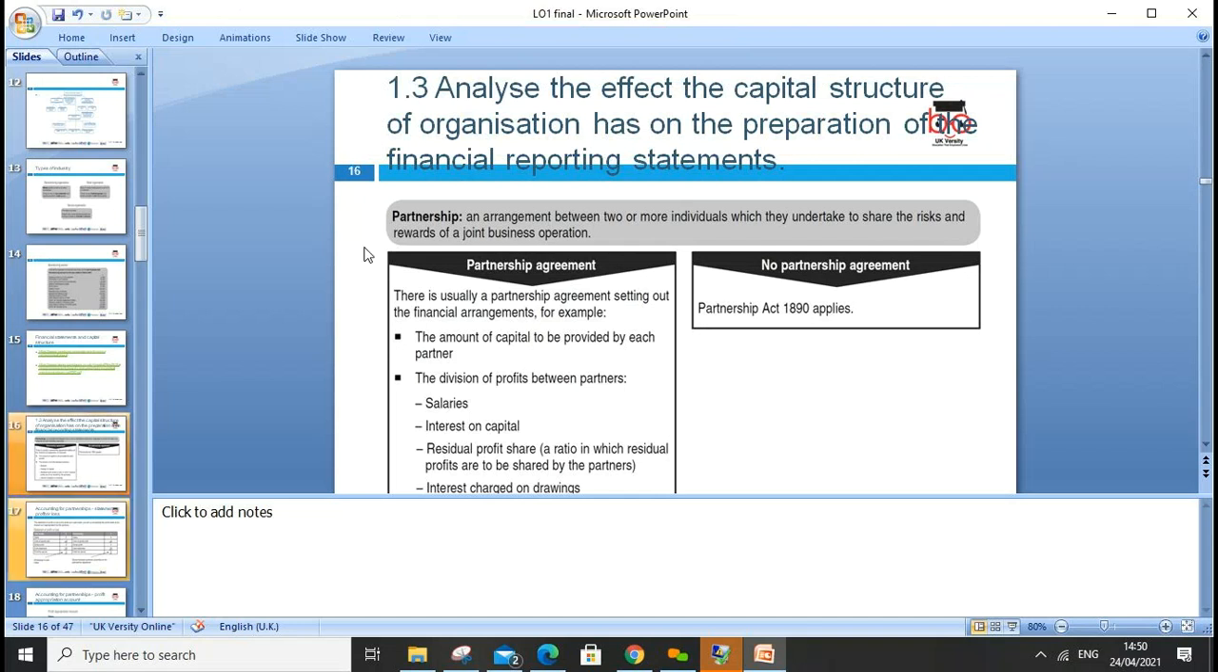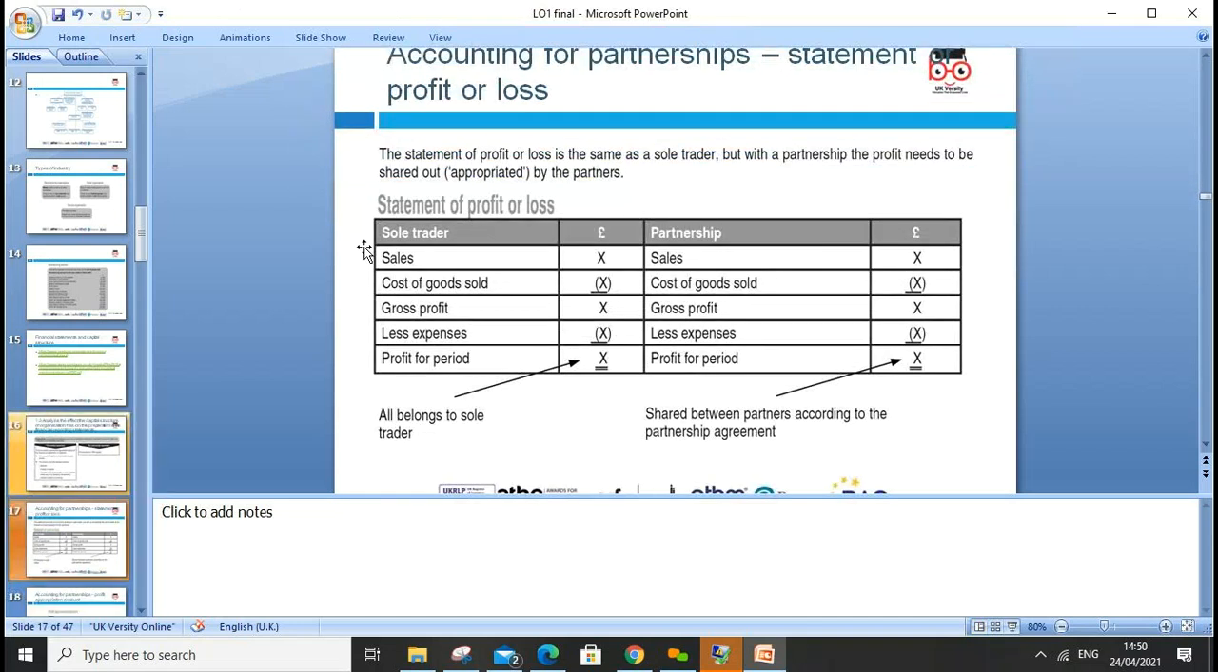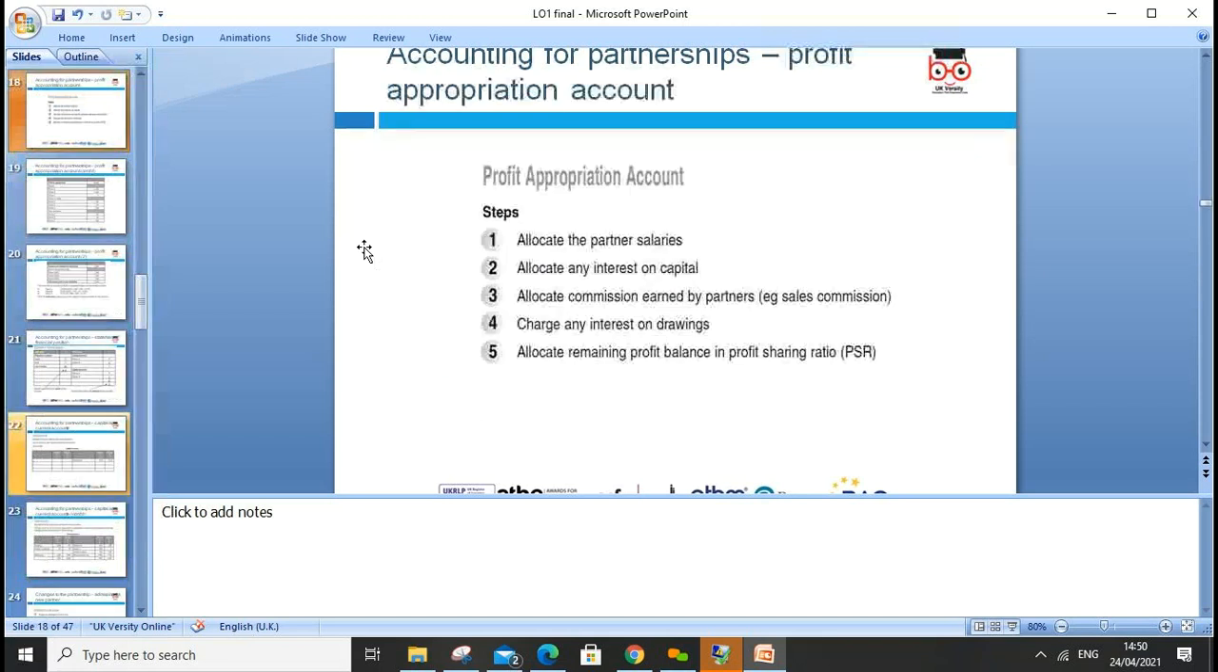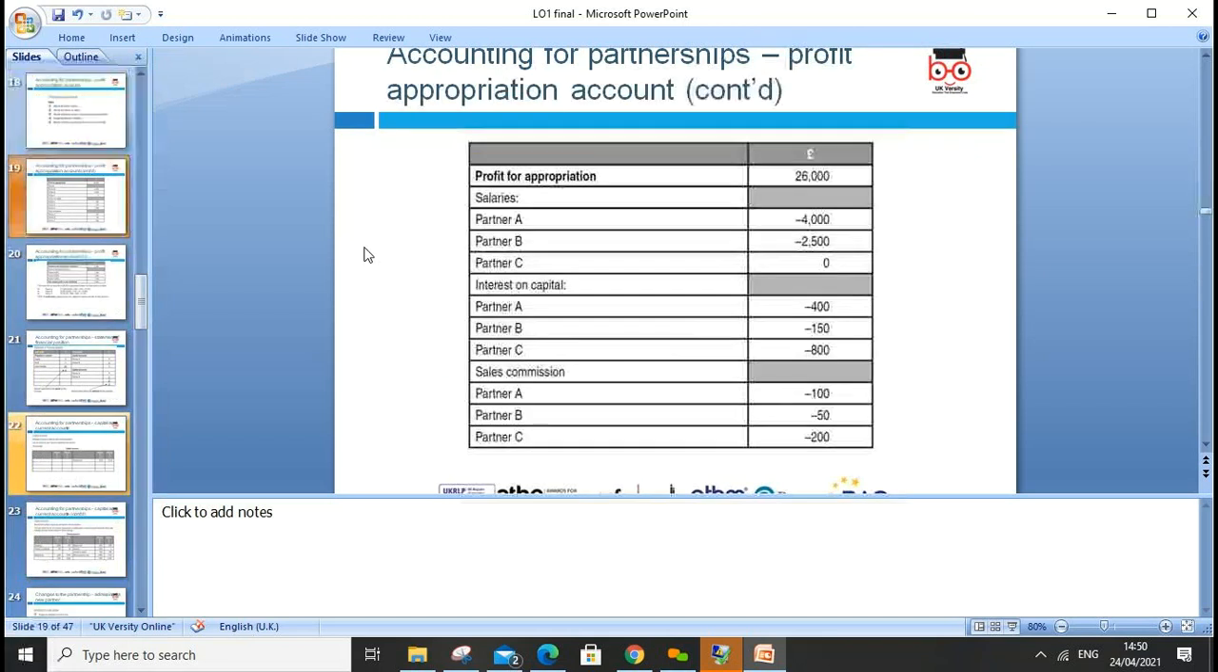So partnerships, as we discussed earlier, have a different layout. With a sole trader or partnership, the profit will be distributed between the partners. This is one example. The partner's salary is an expense for the business, but is income for the partners. Interest on capital is an expense for the business, but income for the partners.